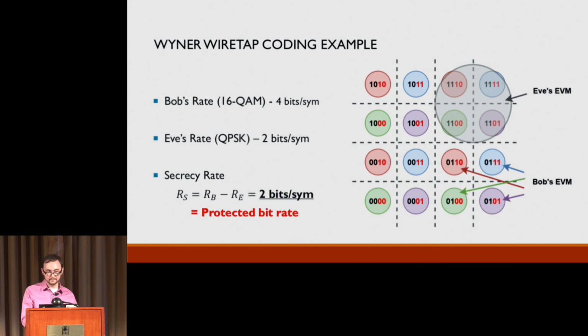And the cool thing here is that you can look at the bit rates for Bob and Eve in this example. Bob's rate is 4 bits per symbol for 16 QAM. Eve's rate is 2 bits per symbol for QPSK. Then you take the difference, and that's 2 bits per symbol. That's the rate of protected bits that you're able to send with this coding scheme. So this is all just a toy example, but it illustrates the concepts of secrecy through this SNR gap and how you can code to make sure that what you're sending is actually secure, so that you can identify what you're sending that's secure.